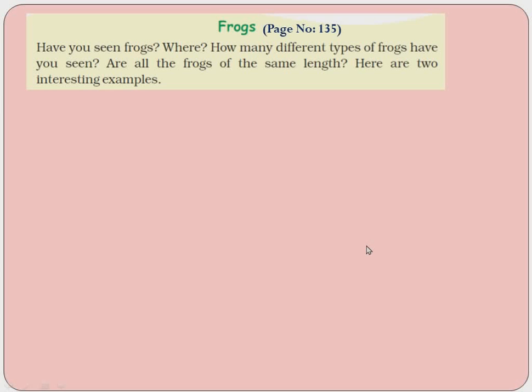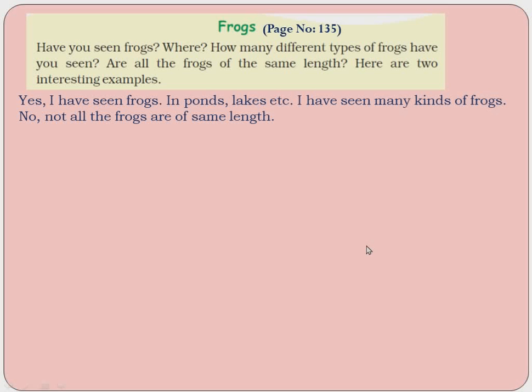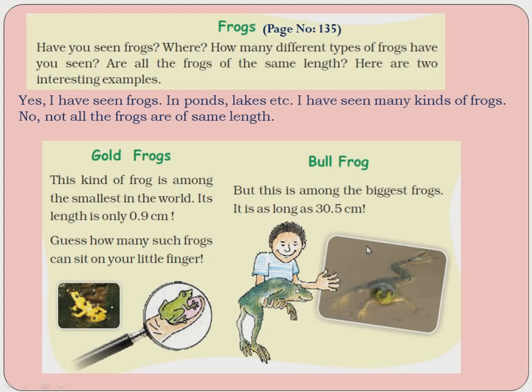Now, frogs, page number 135. Have you seen frogs? Where? How many different types of frogs have you seen? Or are all the frogs the same length? Here are two interesting examples. You have seen frogs, yes or no? Where all do you see frogs? Ponds, lakes, rivers, and so on. And you see different kinds of frogs of different lengths. Are the lengths the same? No, different lengths.